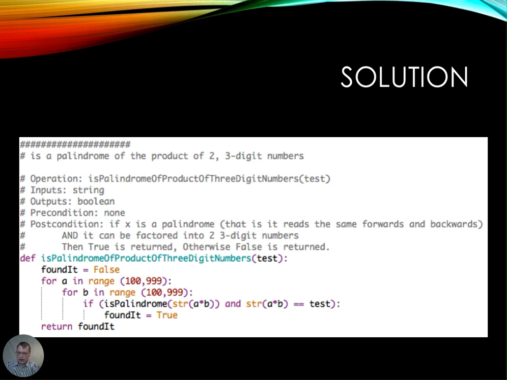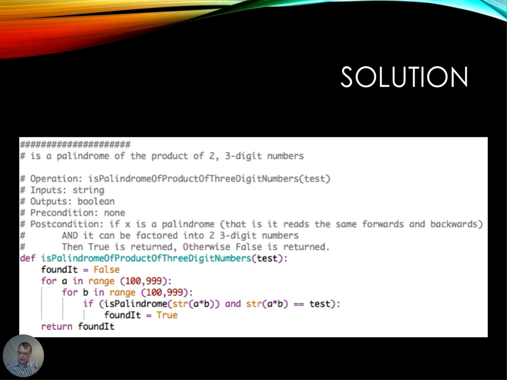So the initial insight I have here was that it's quite difficult to work out whether a string contains a number which is the product of two 3-digit numbers. But it's quite easy to generate all possible 3-digit numbers and see if that happens to be the string. So that was the solution that I chose to go with here.